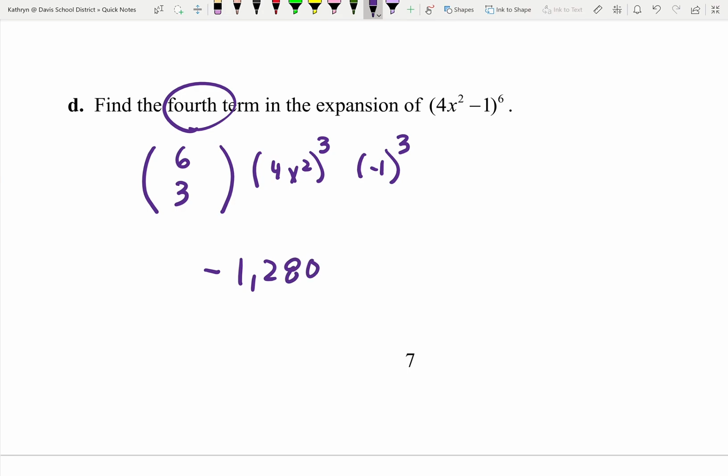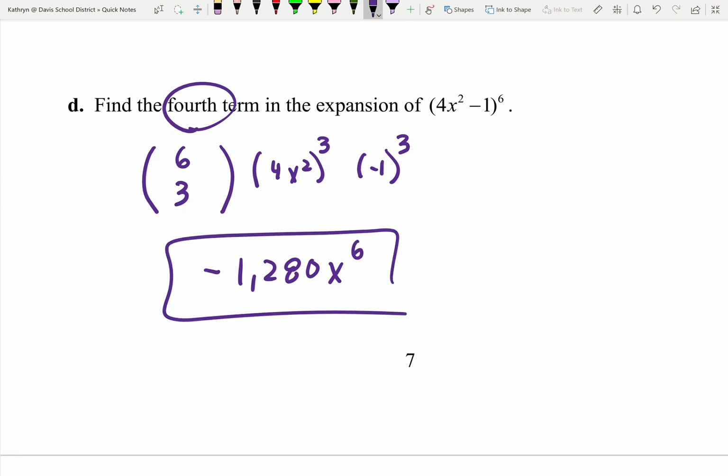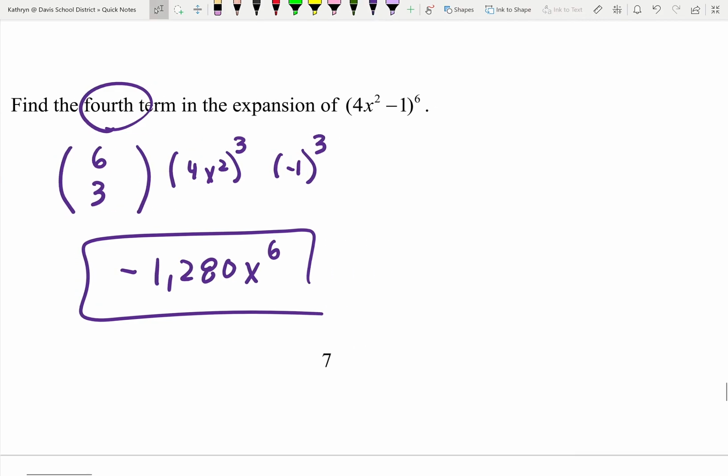Bless you. Do they want the x with it? Yes, they do, because it says, what word tells you to put the x in there? Term versus coefficient. So this is x to the, tell me, 6. 2 times 3 is 6. There's your answer. Okay. Freeze right here and let me show you something.